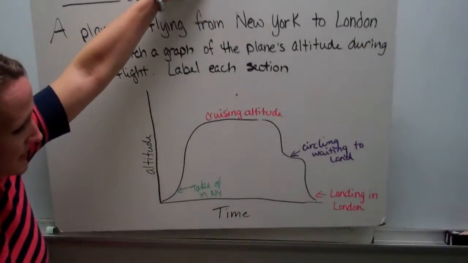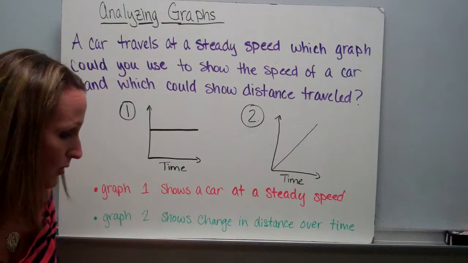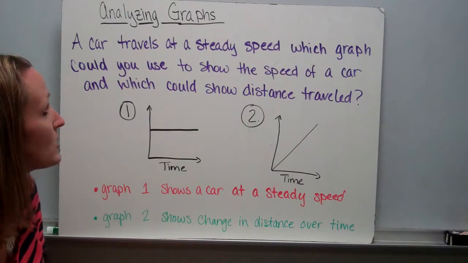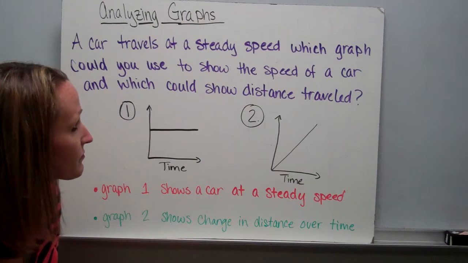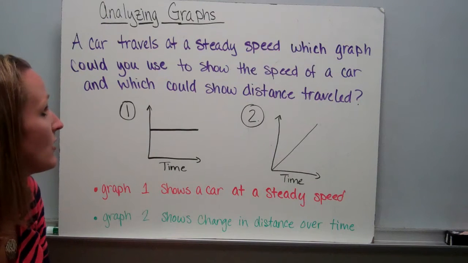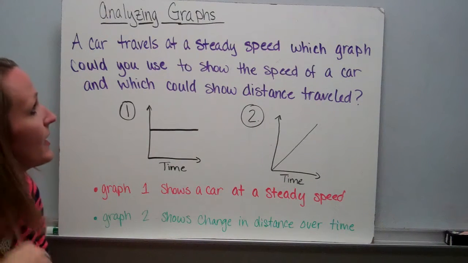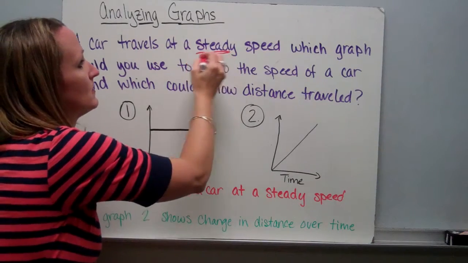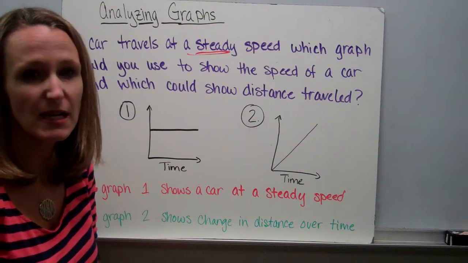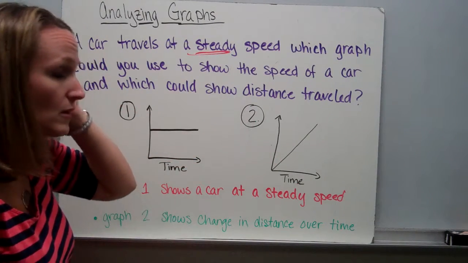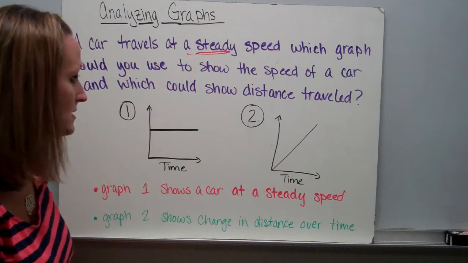Okay. And the last thing that's most important when you're working with graphs is that you've got to be able to analyze it. So here I say a car travels at a steady speed. Which graph could you use to show the speed of a car? Which could show the distance traveled? Okay. The key here is this word steady. When I say steady, I mean it's at a constant speed. So looking at both of these, which one is steady and which one is changing?